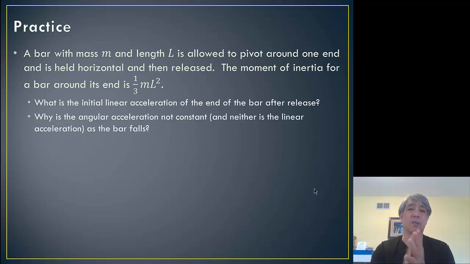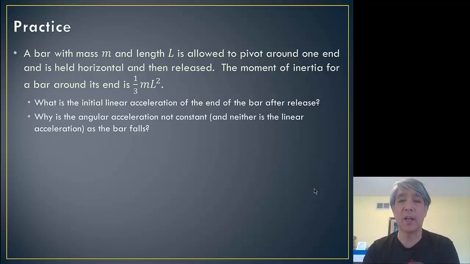So here's something for practice. I have a bar with mass m and length L, and it's allowed to pivot around one end, and it's held horizontal and then released. The moment of inertia for a bar around its end is 1/3 ml squared. We've seen that before. And the question is, what is the initial linear acceleration of the end of the bar after release? And the question afterwards is, why is the angular acceleration not constant? As it falls, why does my angular acceleration not stay constant? So try that.